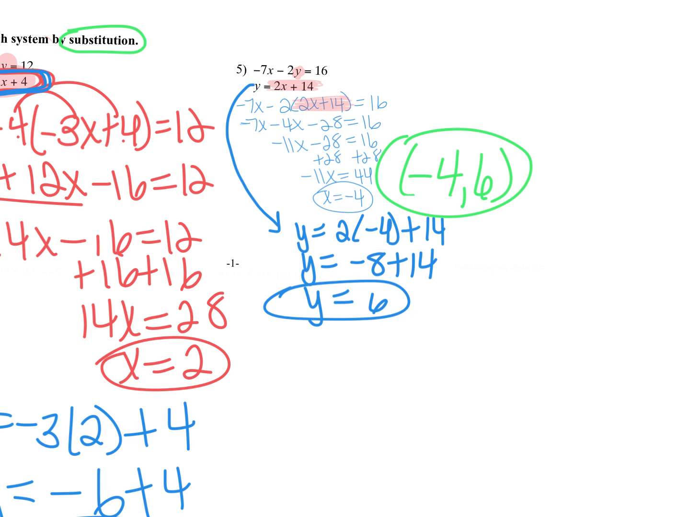Okay, so take a minute, check your work here and see where you're at. Make sure you got negative 4, 6 for this solution. If not, go back and try to see where you made your mistake, or you can ask for assistance.